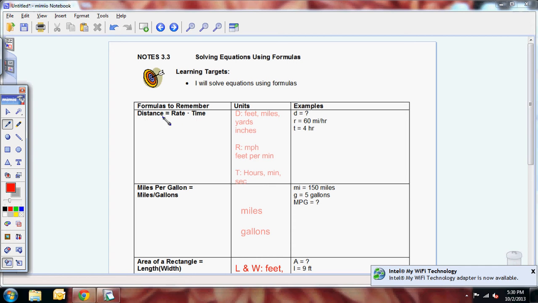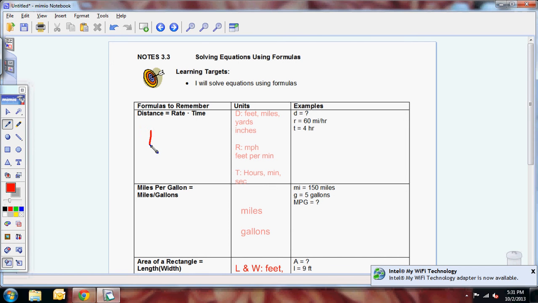So we have distance equals rate times time. I like to write it d equals RT. For some reason, I always think "dirt" when I see this formula. So bring that up in class tomorrow if you remember it. The distance formula is dirt. So d equals RT. And distance is kind of obvious.